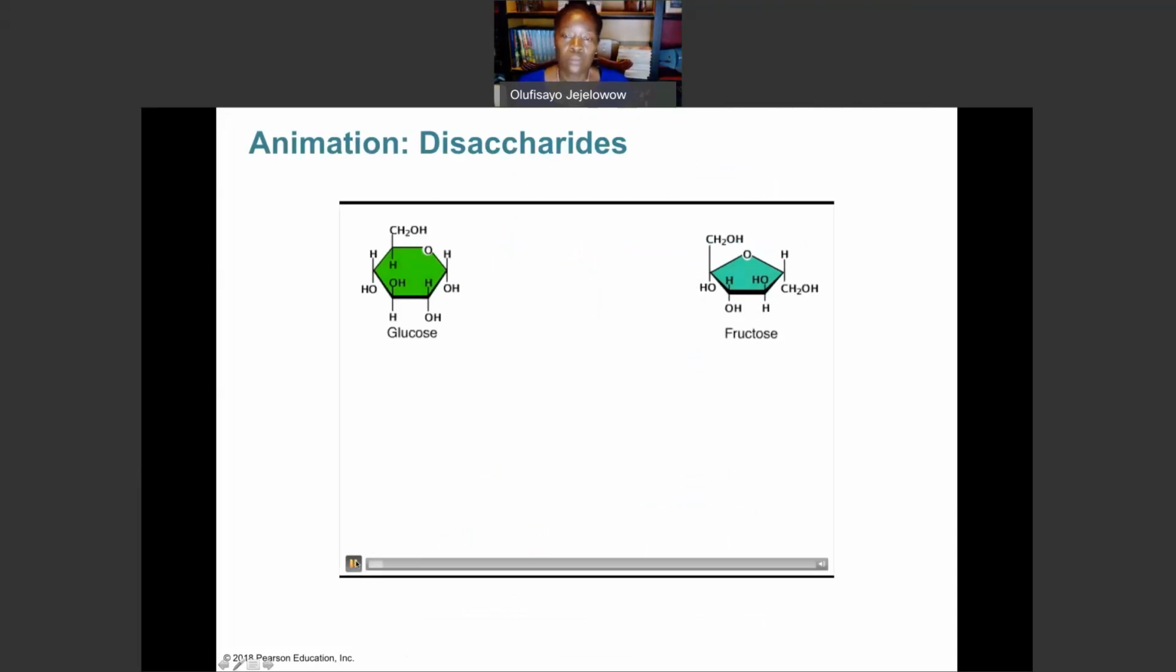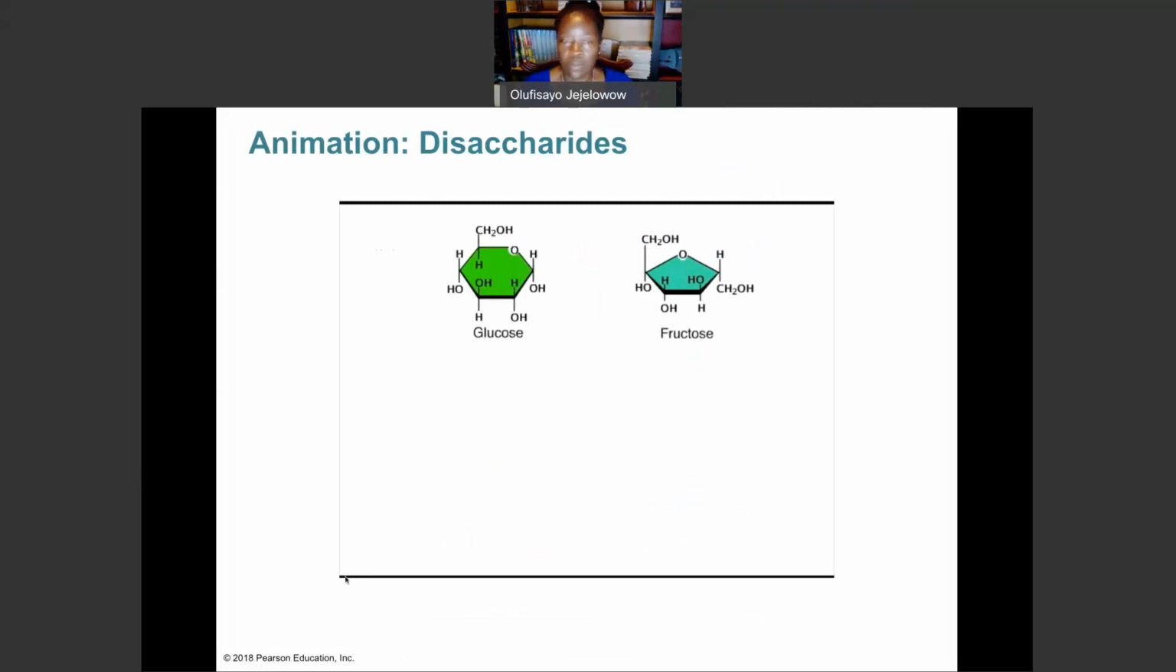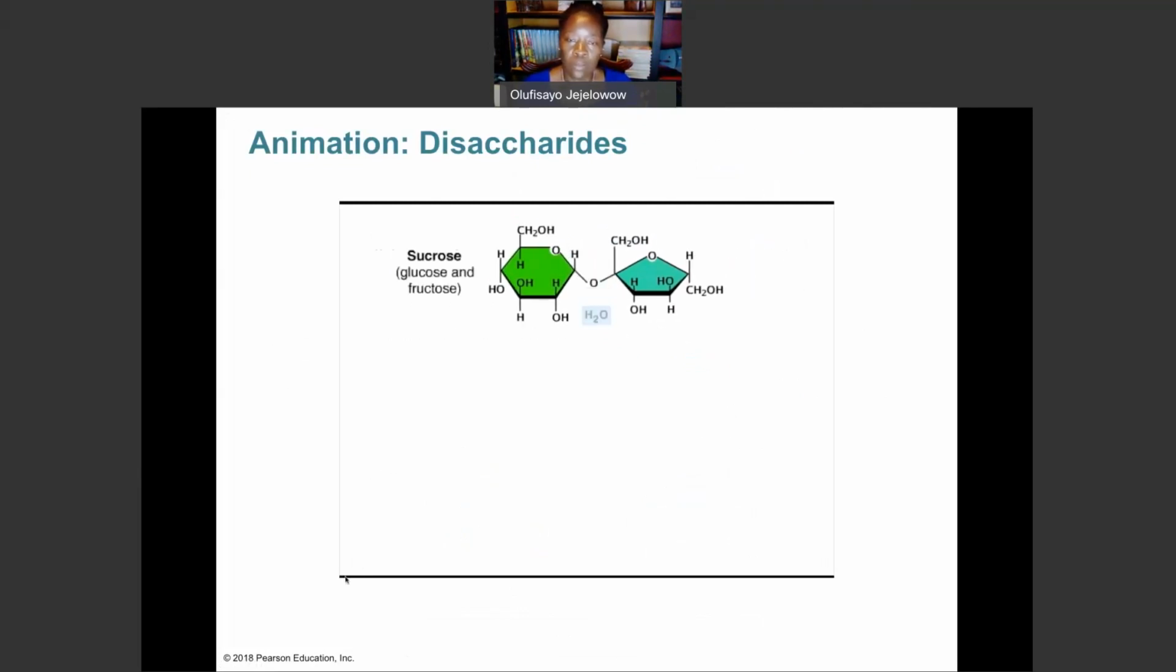Sometimes organisms link sugar molecules in pairs to form disaccharides. Here are several examples. Plants make sucrose by joining glucose and fructose. Sucrose circulates in plant sap, and we obtain it from sugar cane and sugar beet and use it as table sugar.